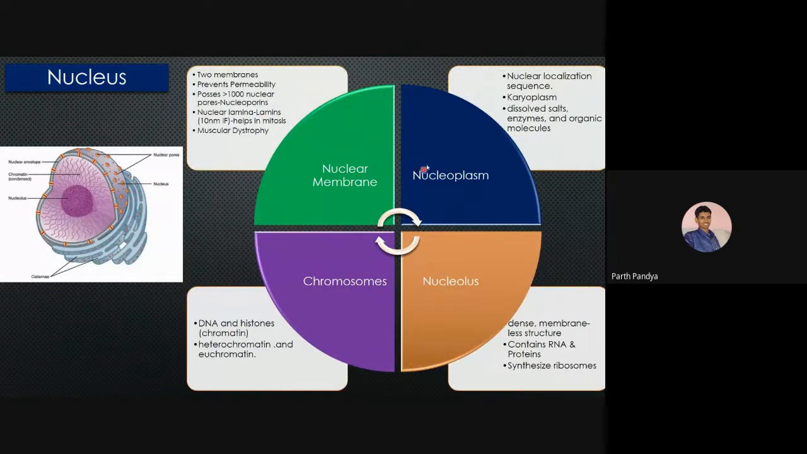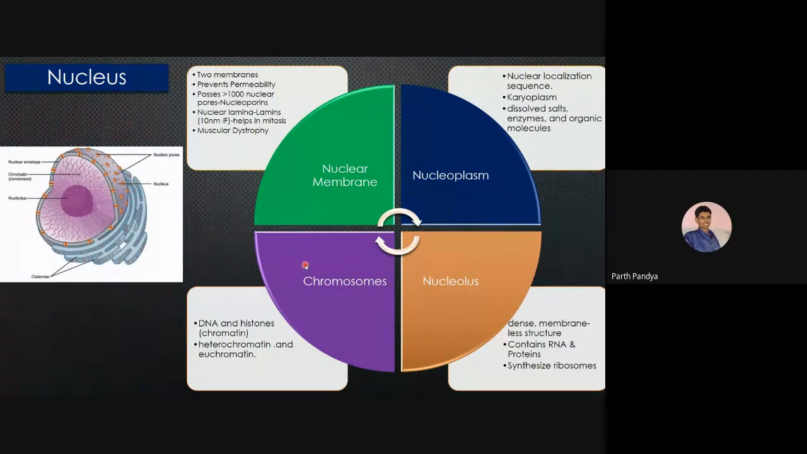Then, like the cytoplasm, in the nucleus we have the nucleoplasm. The nuclear localization sequence is what eventually drives the proteins into it. Karyoplasm, also called nucleoplasm, contains dissolved salts, enzymes and organic molecules. We have the nucleolus. It is a dense non-membrane structure, and it contains both RNA and proteins, and very importantly, it synthesizes the ribosomes. The last and foremost important part is the chromosomes.